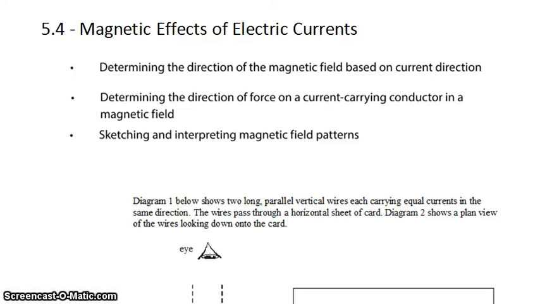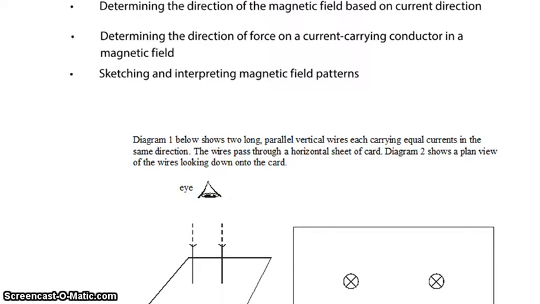Hi, David Can here. We're in topic 5.4, and we're going to be talking about a few different syllabus points in this question. We have determining the direction of the magnetic field based on current direction, determining the direction of force on a current-carrying conductor in a magnetic field, and sketching and interpreting magnetic field patterns.